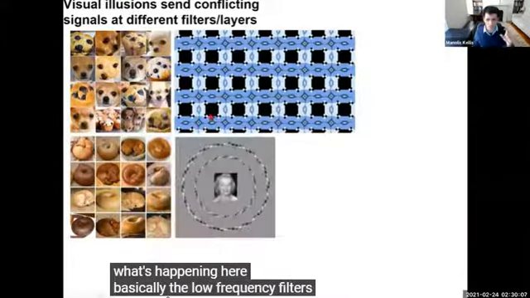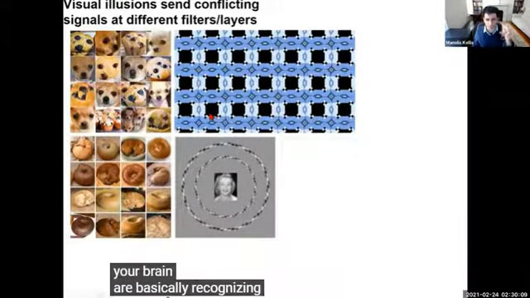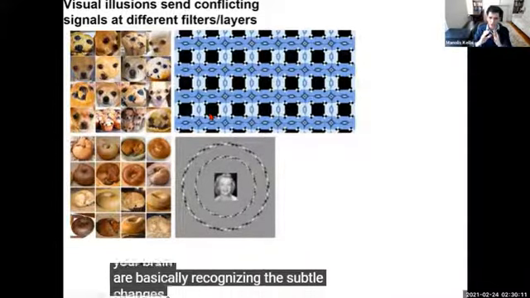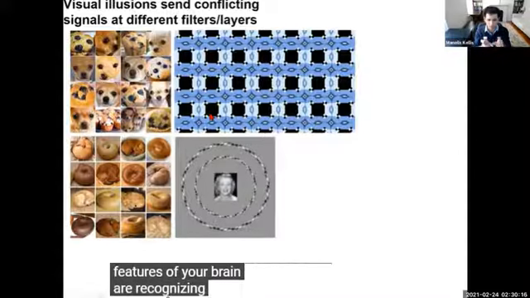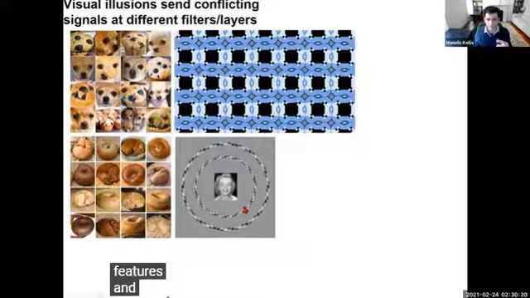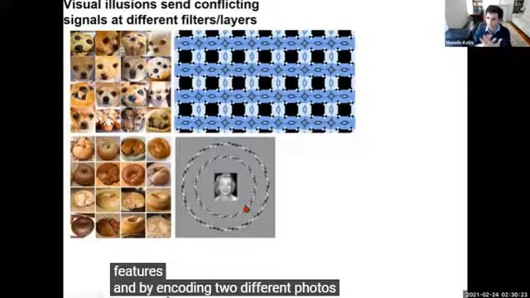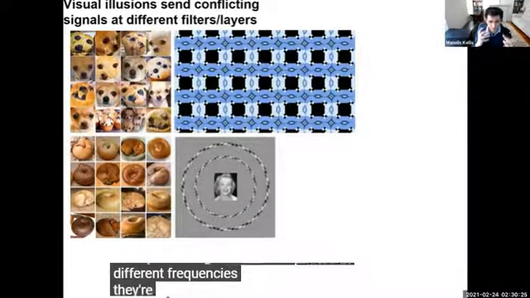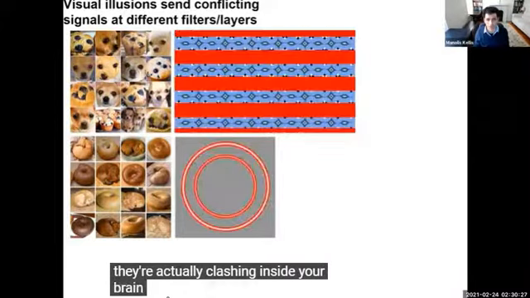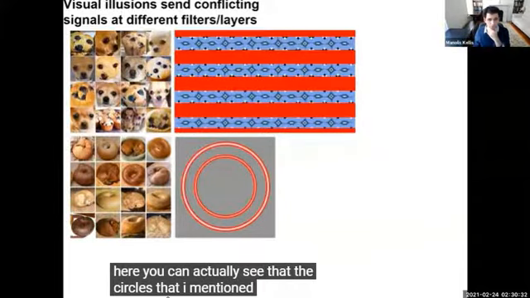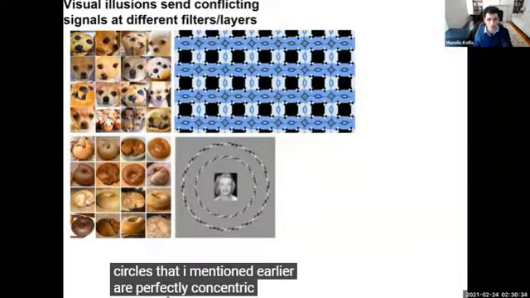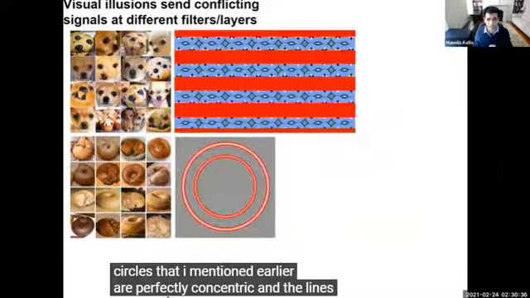So what's happening here? Basically, the low frequency filters in your brain are recognizing the subtle changes in shading, whereas the high frequency features of your brain are recognizing the very precise features. And by encoding two different photos at different frequencies, they're actually clashing inside your brain. And here you can actually see that the circles that I mentioned earlier are perfectly concentric and the lines are perfectly parallel.